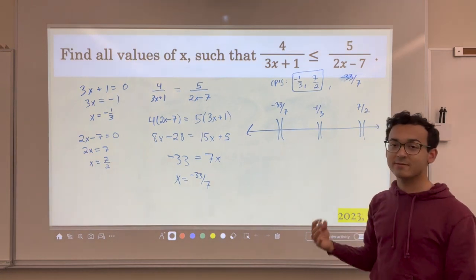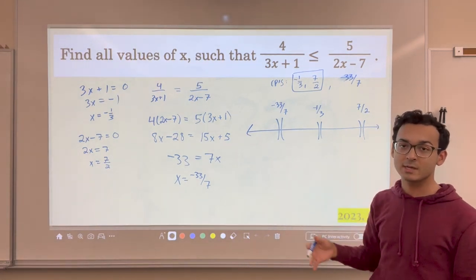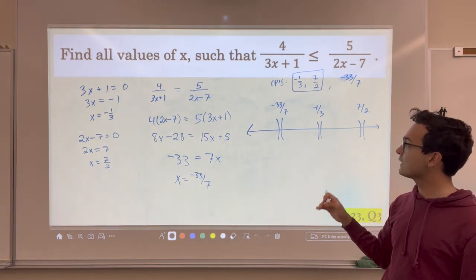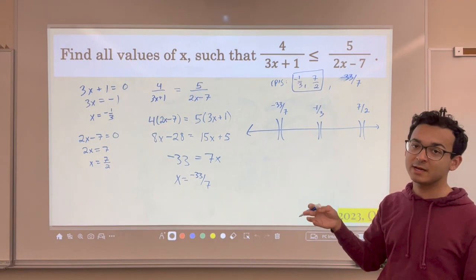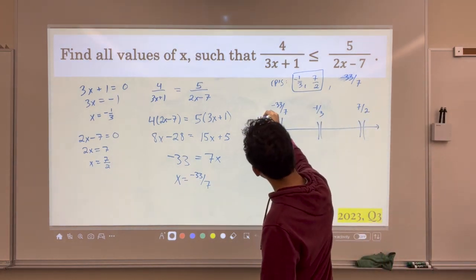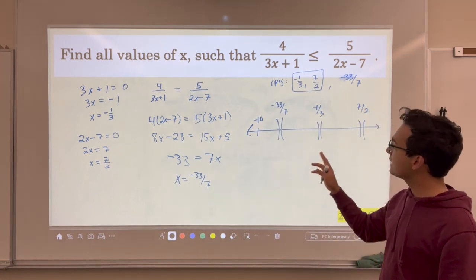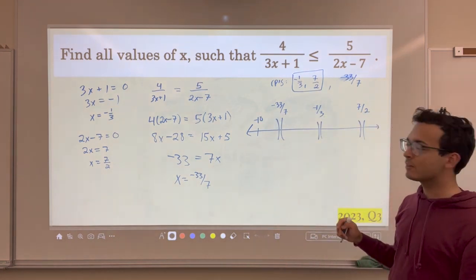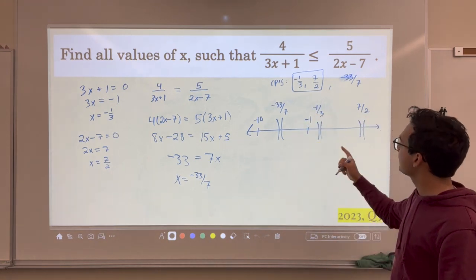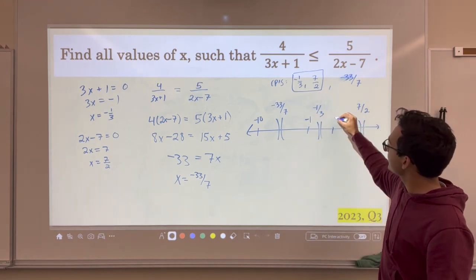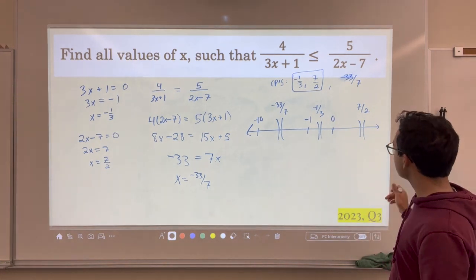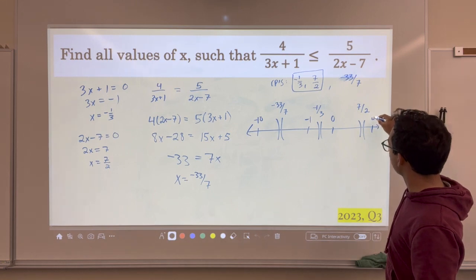And now we need to test values in between these critical points in order to solve this problem. So for -33 over 7, that's going to be just greater than -5. I'm going to pick a value that's pretty far away, so I'll just say -10. We can test -10. In between -33 over 7 and -1/3, I'll just test -1. In between -1/3 and 7/2, I just see 0. I always think that 0 is a pretty easy number to test. And then greater than 7/2, we can just choose 4.